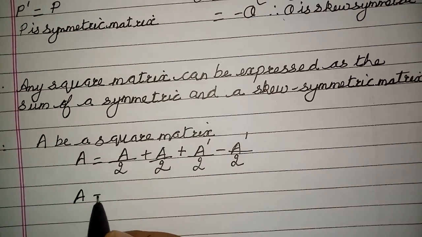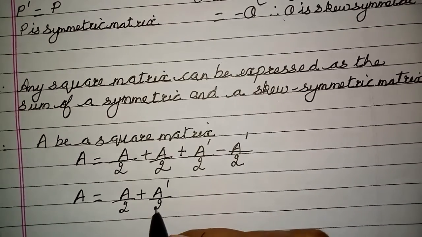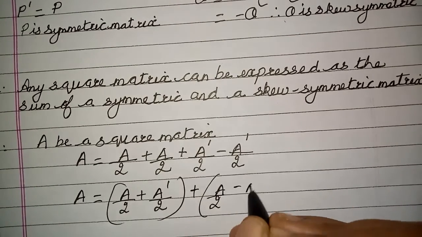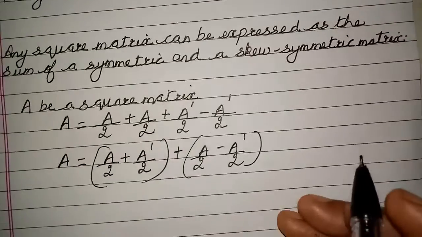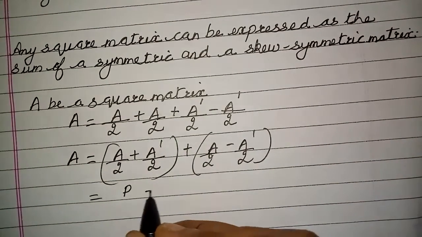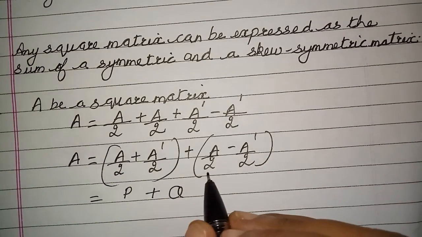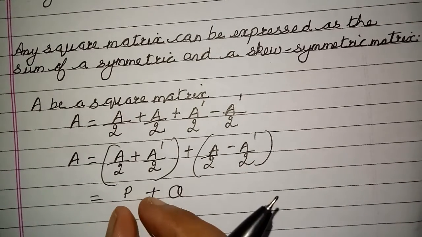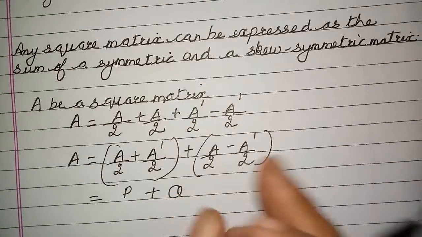Now I am going to club them, children. How? A by 2 plus A dash by 2, one term, plus A by 2 minus A dash by 2. I have just taken A by 2 to both the terms. Now I am going to name these P and Q. P will be A by 2 plus A dash by 2. Q will be A by 2 minus A dash by 2. So now what I am going to prove is, out of them one is the symmetric matrix, and the remaining one is the skew symmetric matrix.